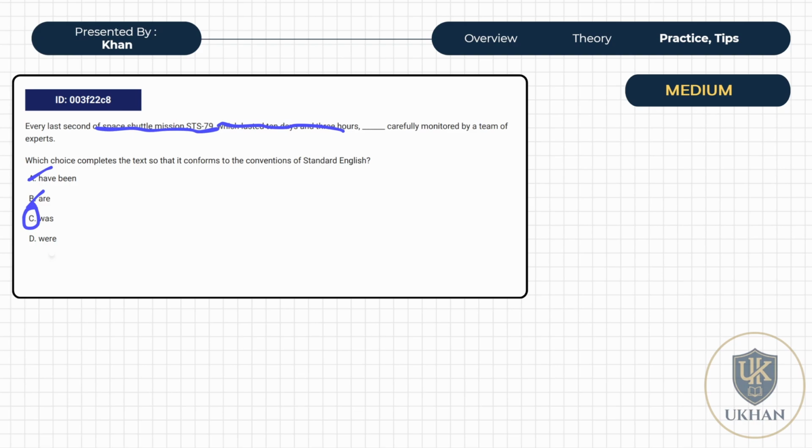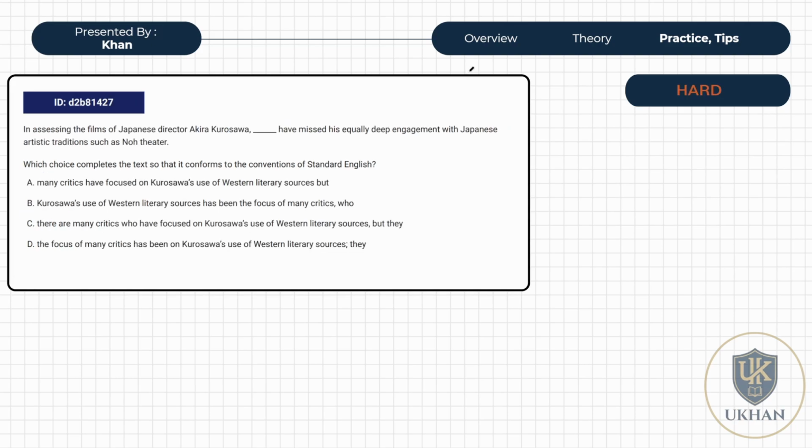Now this is a nearby noun trap, so your ear hears 10 days and 3 hours right before the blank and wants to pick a plural verb. But those days and hours aren't the subject. They're hiding inside a non-restrictive clause, which is essentially the piece of information in the middle. The real subject is every last second, which is singular. So you need to cross out the noise, find the subject, and then determine what the correct answer is going to be. This is the final question for the remainder of this video. It's going to be the last hard question.